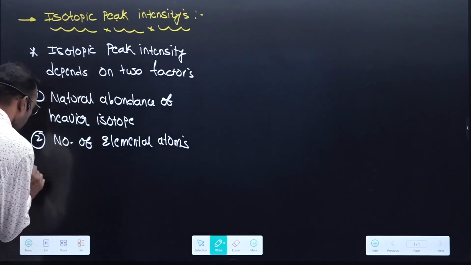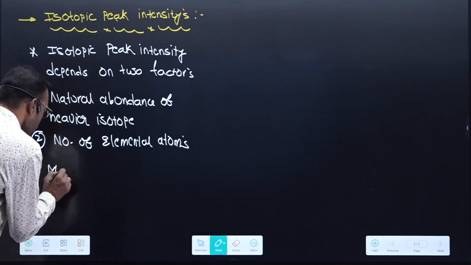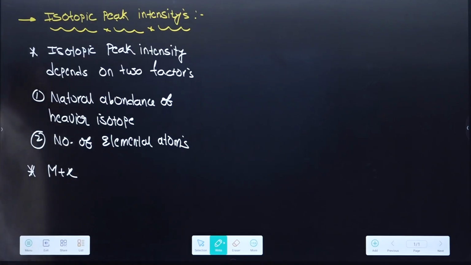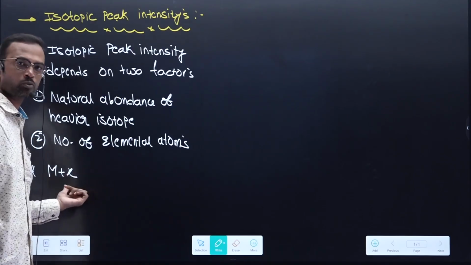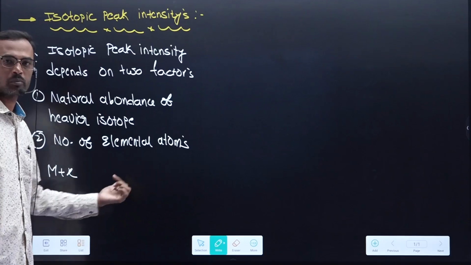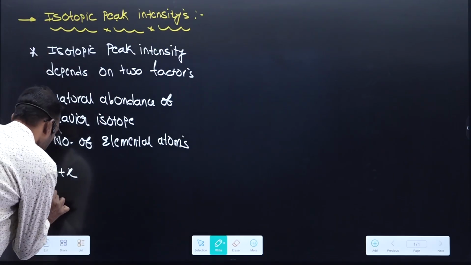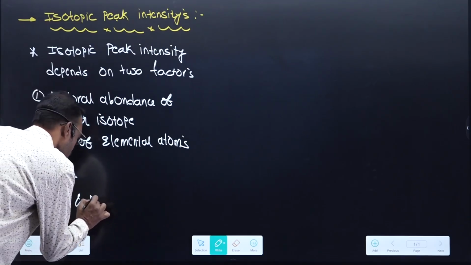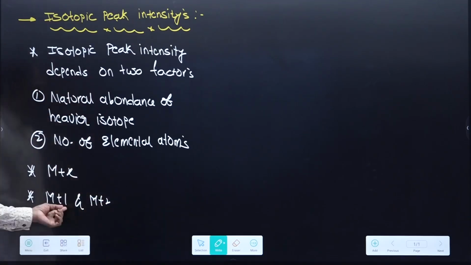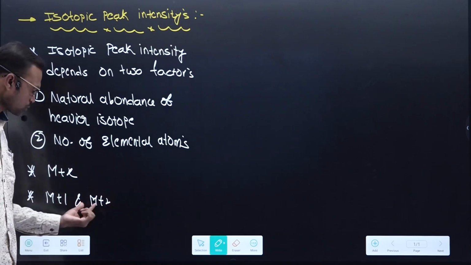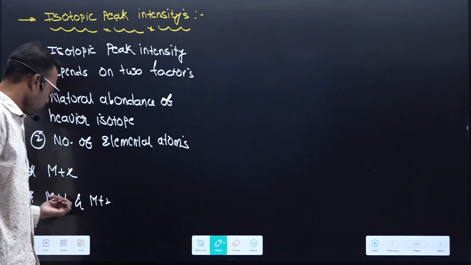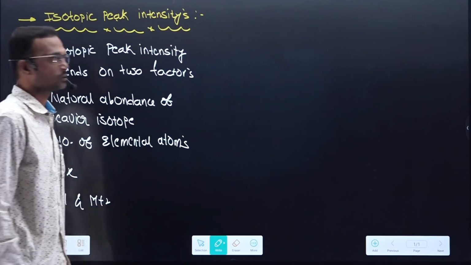So generally, isotopic peak intensity is calculated by the M+X value, where X is the difference between the lighter isotope m/z value and the heavier isotope m/z value in a molecule. Most commonly, we get M+1 as well as M+2 peaks. These two are the most common peaks if you compare with lighter isotopes.